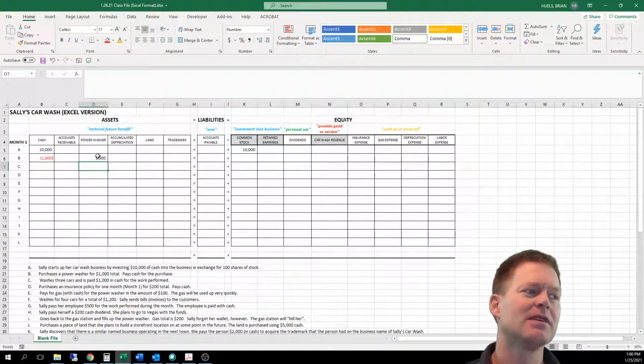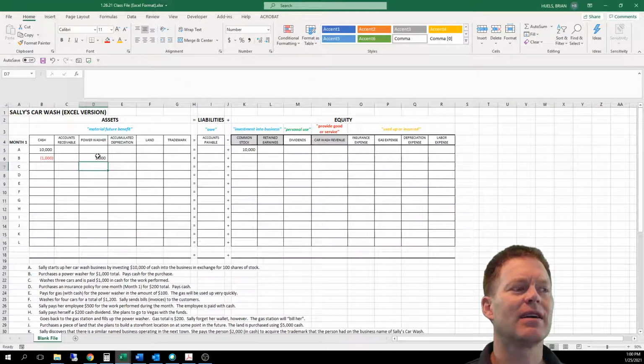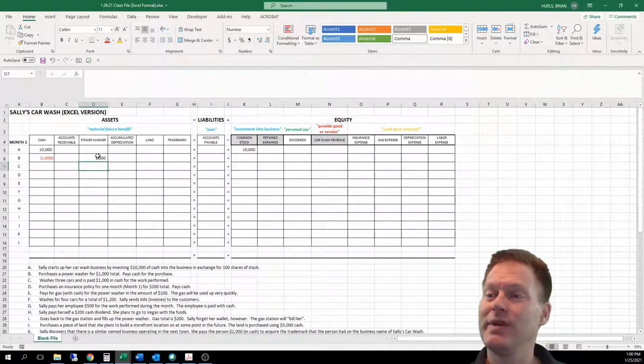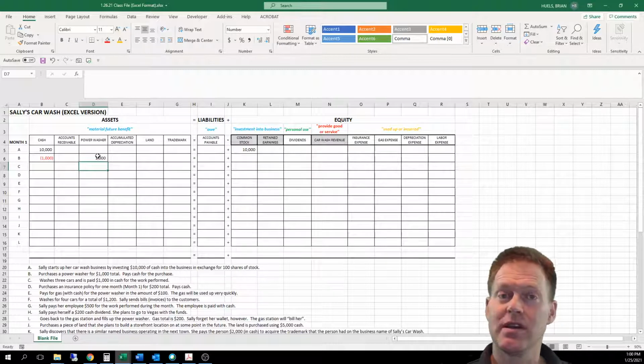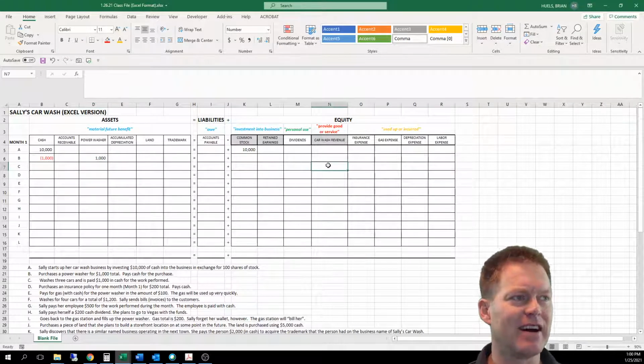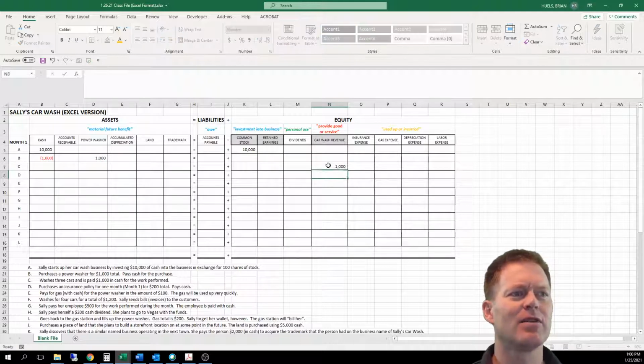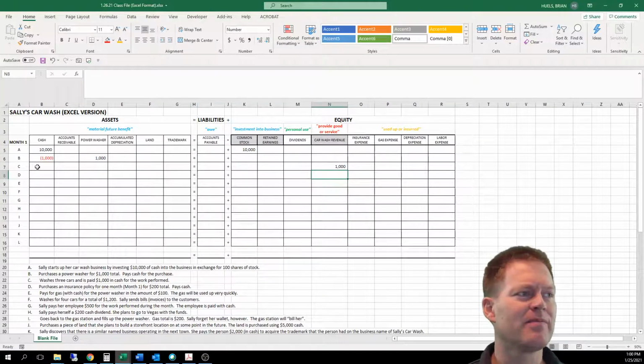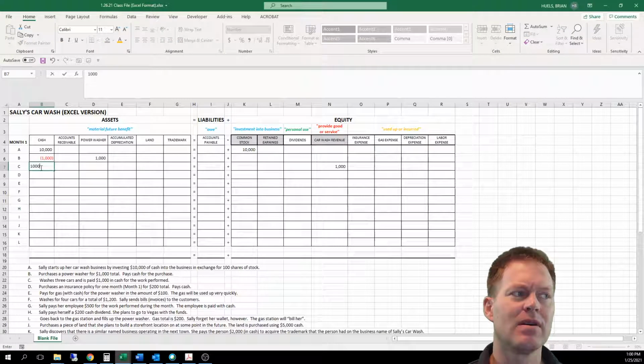All right? C, wash 3 cars and is paid $1,000. Well, when we hear wash cars, you should hear good or service. Wash cars, good or service, right? Done. So when we come over here, revenue, $1,000. Cash goes up, $1,000.